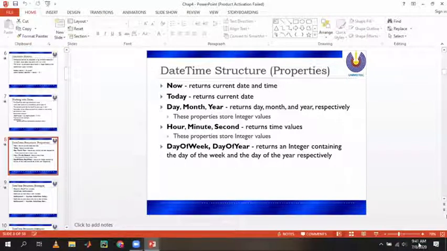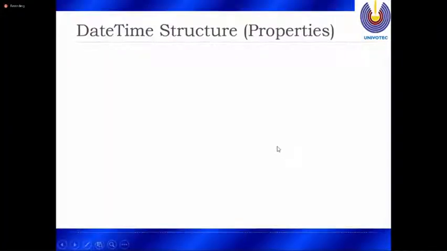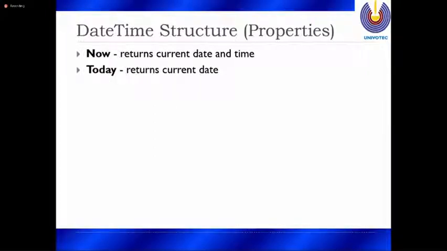Dot now. It is 9:40 a.m. today, 8th July 2020. Then we have some properties in the date property. Now returns the current date and time. Sometimes you may only need the current date.